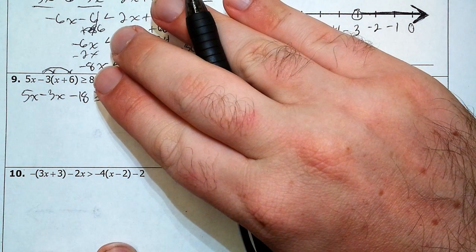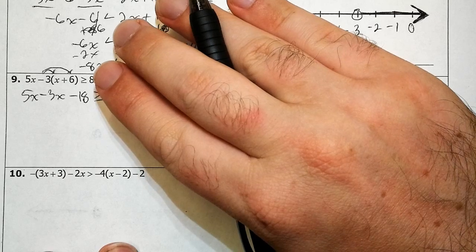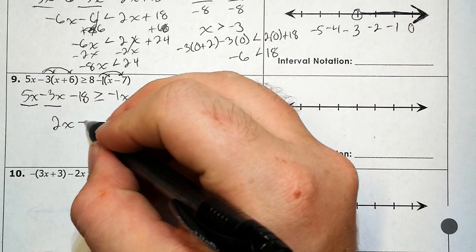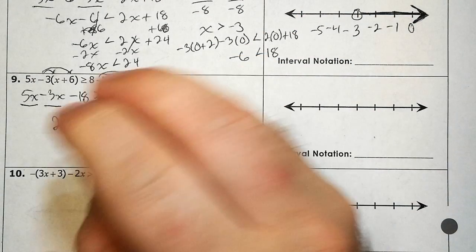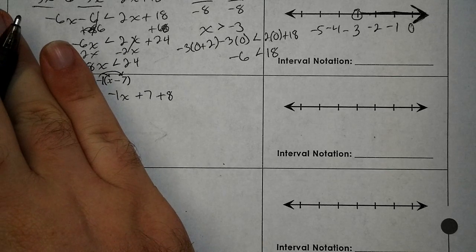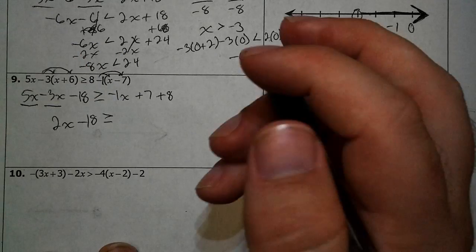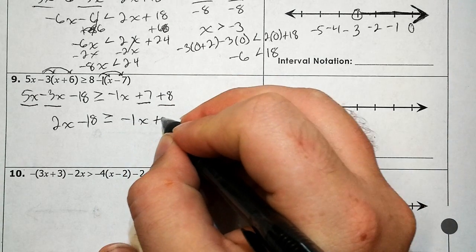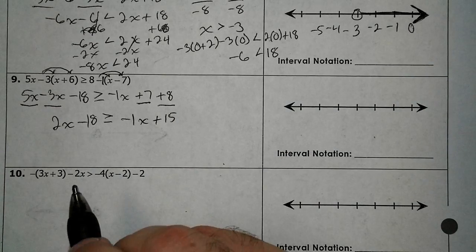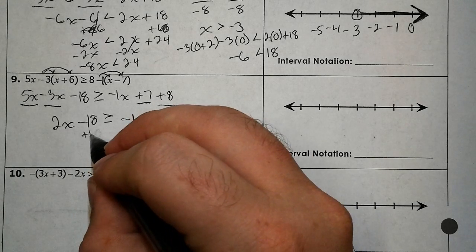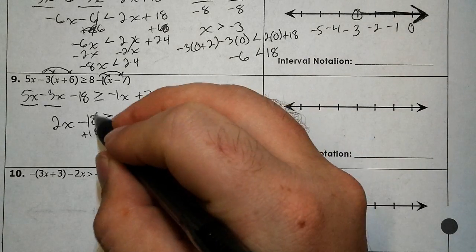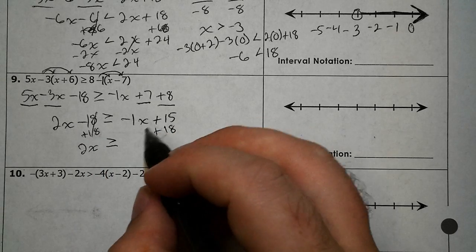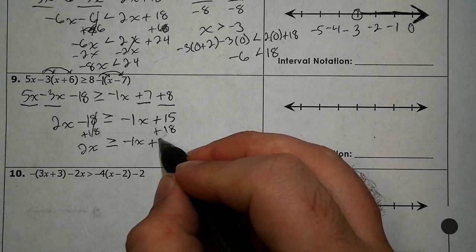Looking on the left, I do have two things to combine, right? I've got a 5x minus 3x, which is 2x. Then I have minus 18. On the right side, I have negative 1x, which I can't combine, but I also have 7 plus 8, and I can combine those. So I get negative 1x plus 15. Put your numbers on one side, so I'm going to move this minus 18. So that'll give me 2x is greater than or equal to negative 1x plus 33.